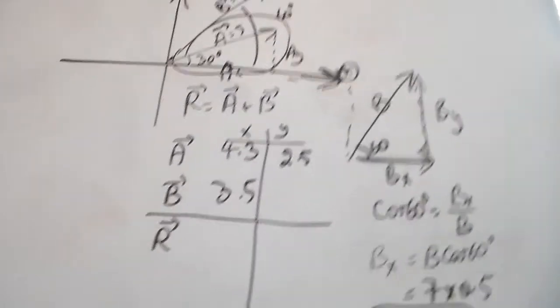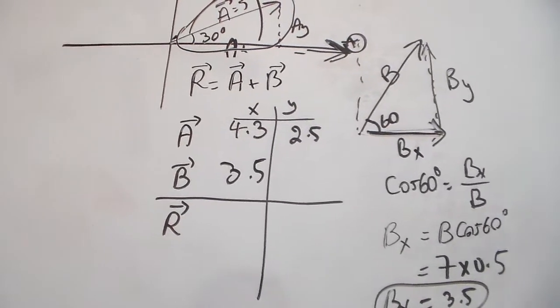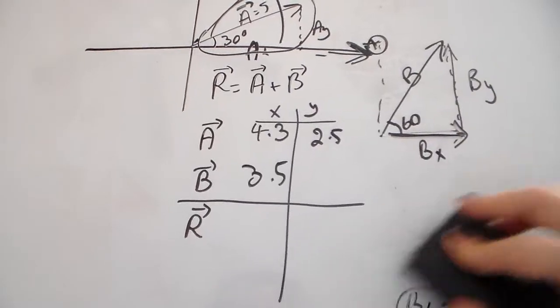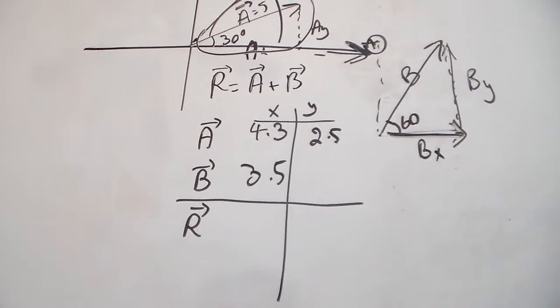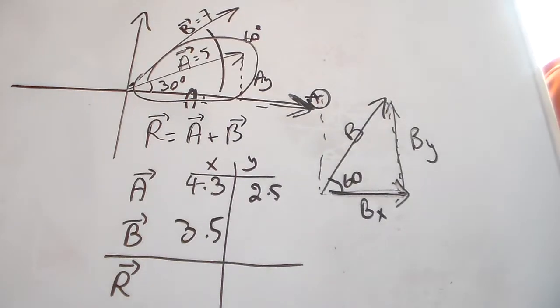We'll do the same for BY. What we have to do now is note that BY is opposite to that angle. So let's figure that out, and then we go from there.